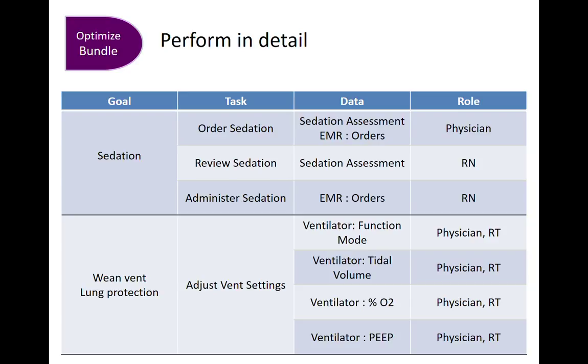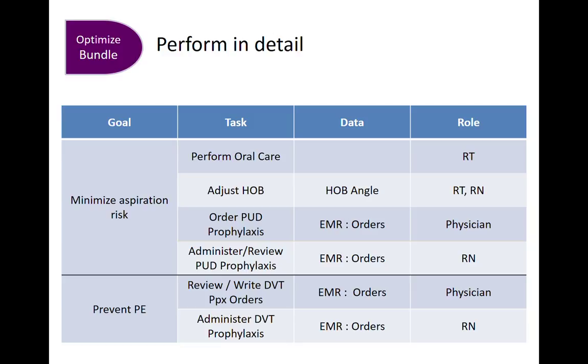Similarly, they broke down some of their perform steps, for instance, optimizing that ventilator bundle, with the kind of perform in-detail tables that we saw before. And again, they organized the subtasks by the goal that those subtasks were trying to address. So you can see here some of the goals, subtasks, data that was needed, and roles that were performing those tasks. And this was actually a pretty detailed step, so they had 2 pages of goals, subtasks, data, and roles to specify who performed what, what data they would need, and what goal those tasks were addressing.